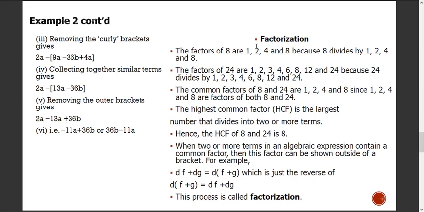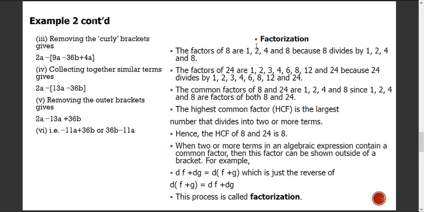So when two or more terms in an algebraic expression contain a common factor, the factor can be shown outside the bracket. For example, if we have df and dg, we see that d is common in both terms, so we can pull it outside, and inside we shall be left with f plus g. This is the process that we referred to as factorization.